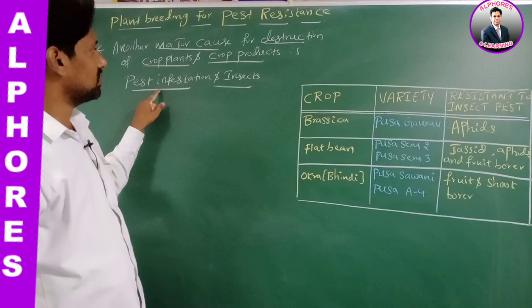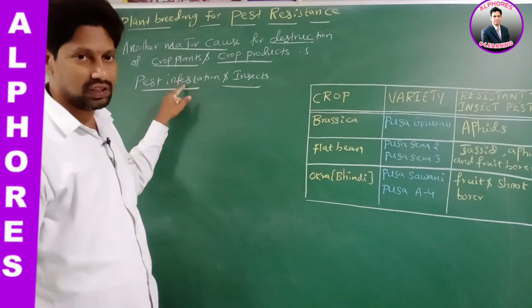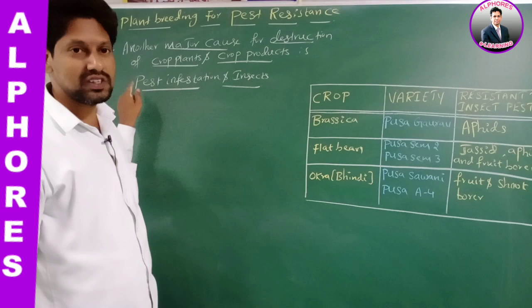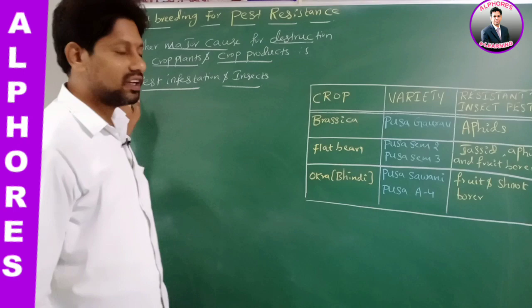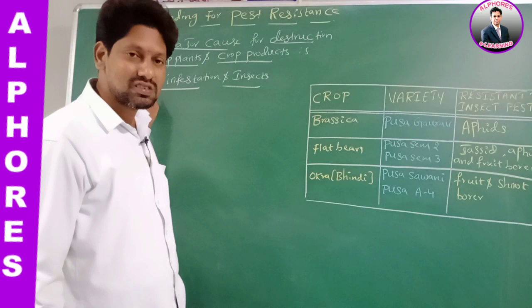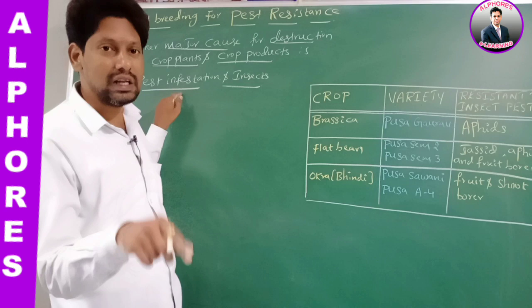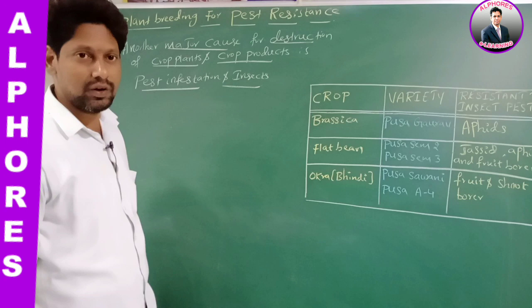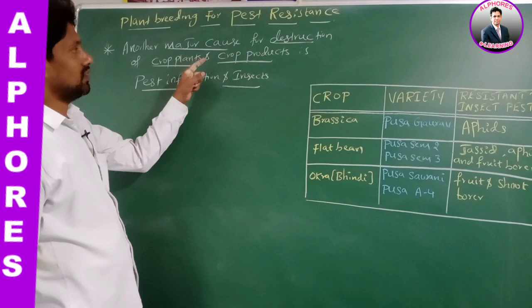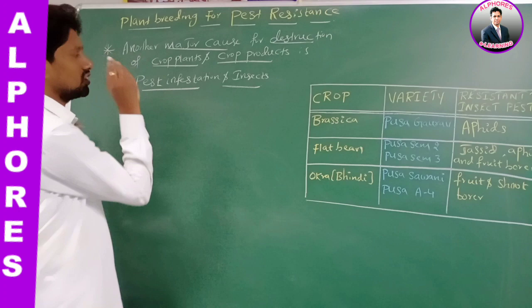Insects. Sir, pest infestation here means the pest is invading a host plant. It means the pest is living in or on the host plant. What is the meaning of pest infestation, sir? Pest infestation means the pest has started to live inside or on the host plant. Is this statement okay? Right. Therefore, another major cause for destruction of crop plants and crop products is pest infestation and insects.